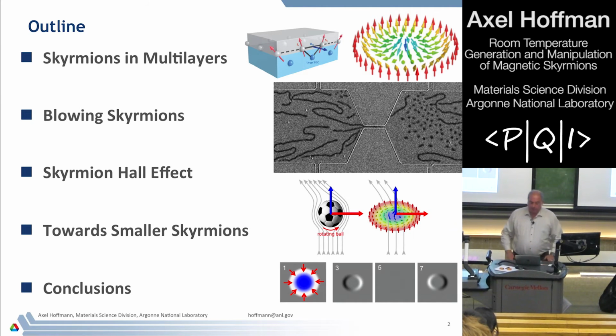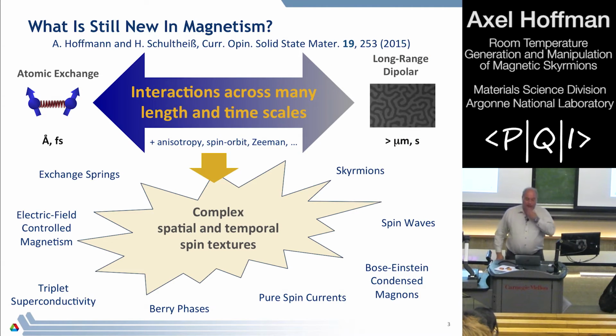Let me start fairly basic, actually. As many of you know, magnetism is probably one of the oldest subjects of human curiosity in some way. People have, by some accounts, looked at it for a couple thousand years. And so you might wonder what could possibly still be new in magnetism.